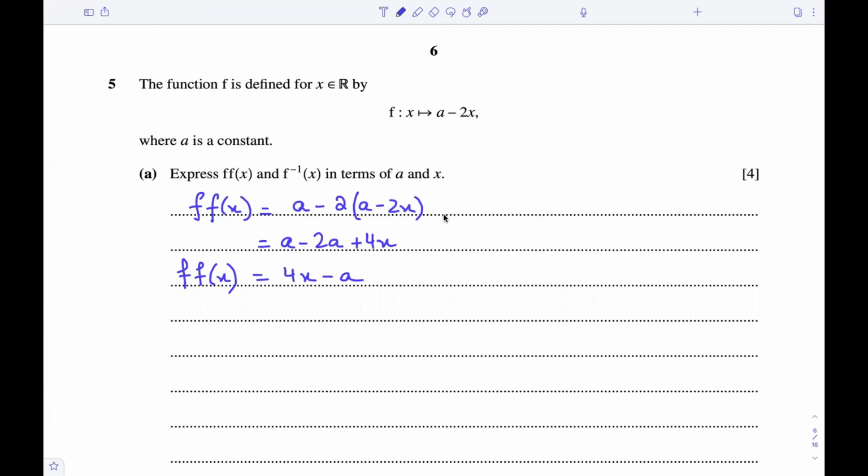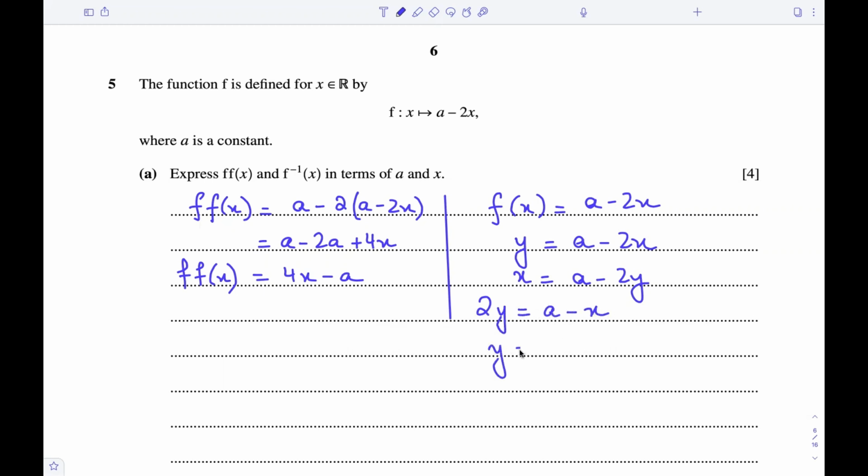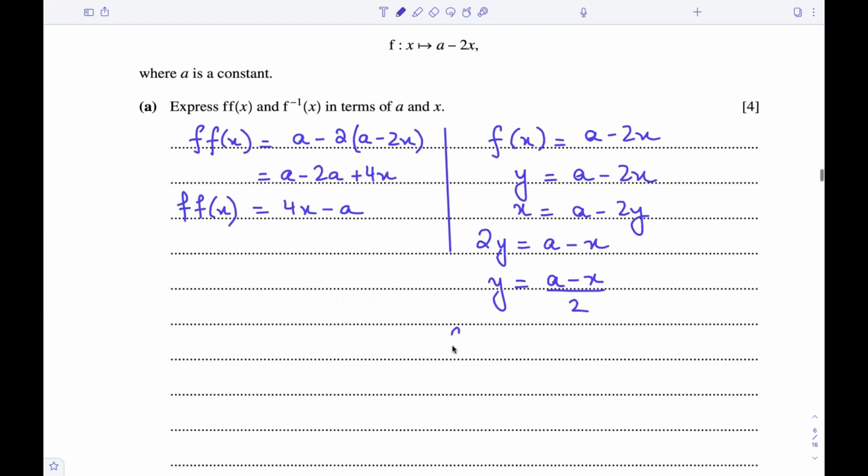And f inverse of x. So for f inverse, what we do is first, in the first step, we replace the f of x by y. So we write y over here is equal to a minus 2x. Then we exchange the value of x and y. So in place of y, we get an x, and in place of x, we put a y, making y the subject. So we can bring the 2y on this side, and this will become a minus x. So y will be equal to (a minus x)/2. So we can write f inverse of x is equal to (a minus x)/2.